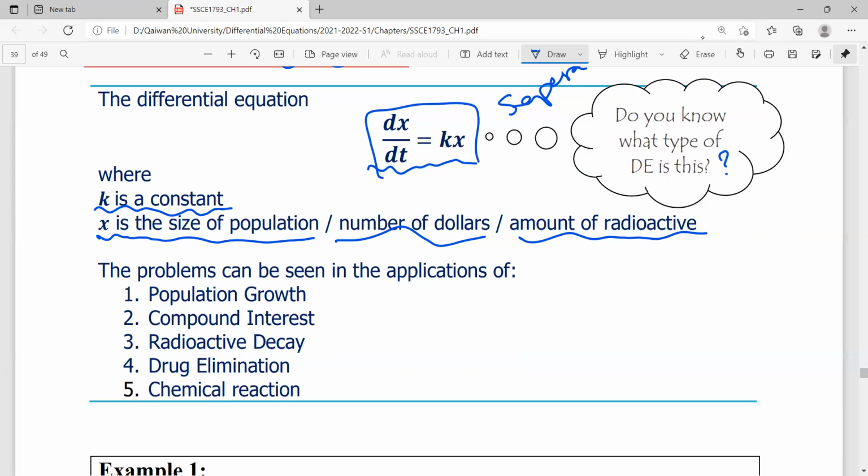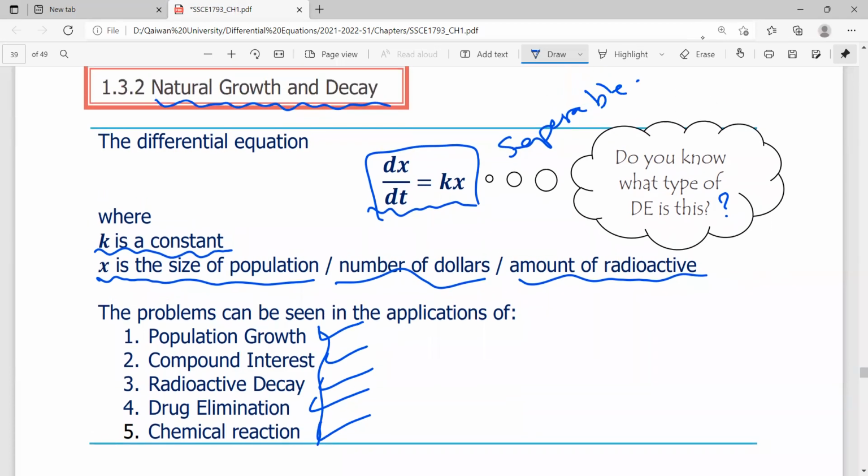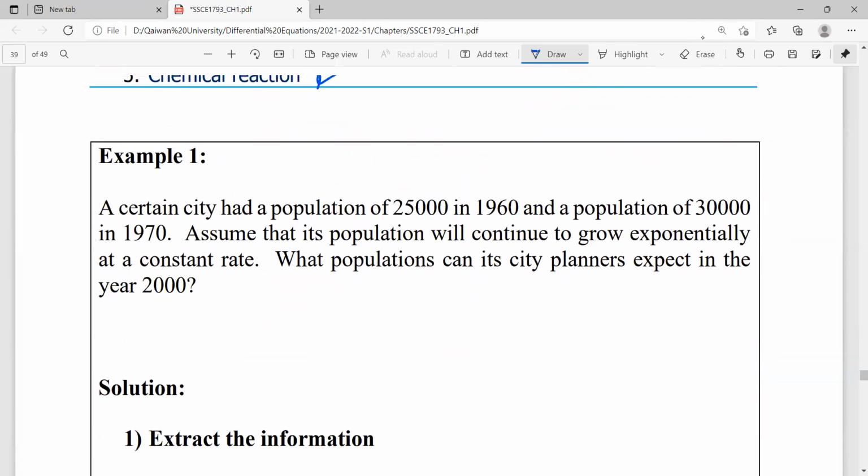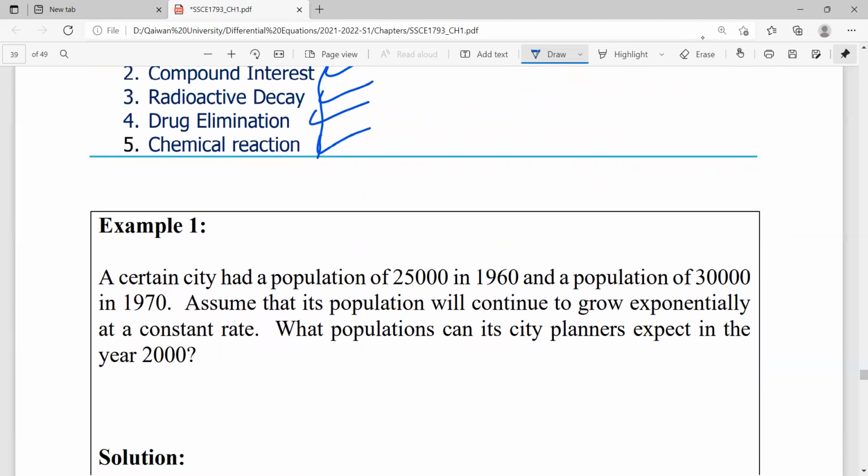The problems can be seen in these applications: population growth, compound interest, radioactive decay, drug elimination, and chemical reactions. We have the application of this first order differential equation in these topics. We have an example here.